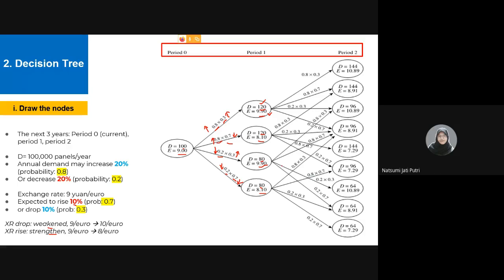And when we finish computing it one by one, we got the nodes in period 2 like this. So it is actually quite a long task because we need to compute it one by one, but that's it, the steps in the decision tree. For the steps in drawing the nodes here, is there any question?